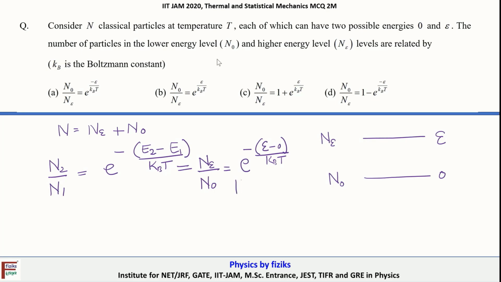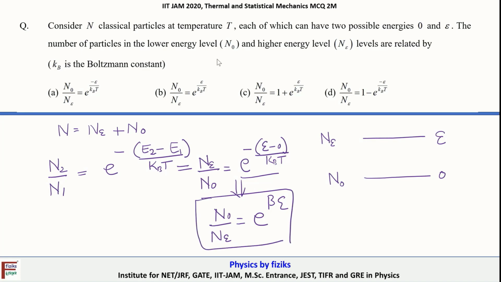We can rewrite this relationship further, because in the options we are given n0 by ne, so we can rewrite this equation as n0 by ne, that is equal to, so we have to simply invert it, exponential beta E, where beta is nothing but 1 upon kBT. So therefore the correct option is n0 by ne equal to exponential beta E. So therefore B is the correct option.